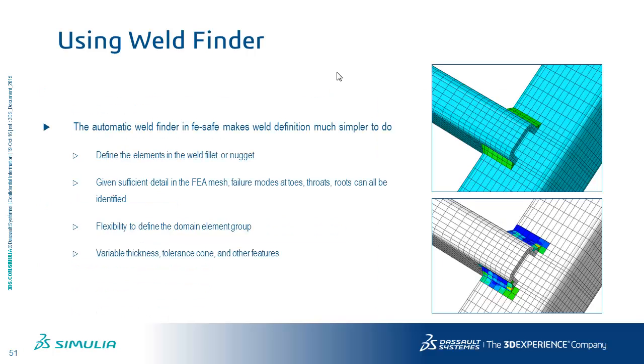It's based on an element set that represents the weld fillet, which is shown in green there on the screen. If there is enough detail in your model, the weld finder will attempt to find the toes, throats, roots, and so on.